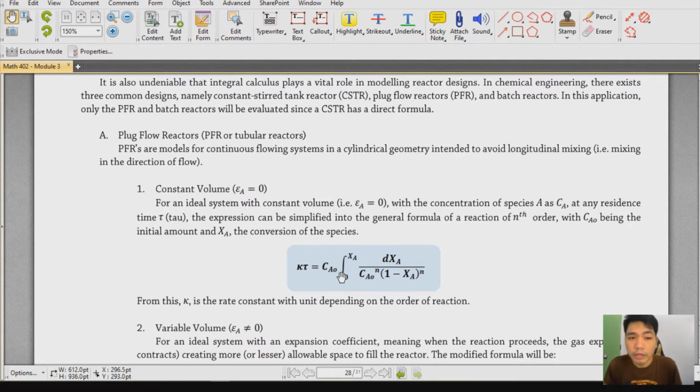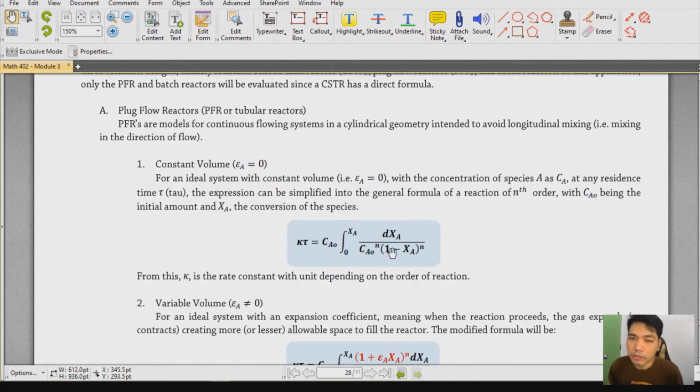But of course, there are equations already given, the final integrated formulas. But when it comes to the plug flow reactors, that's one of the many reactors that we have. We have the constant stirred tank reactor, the CSTR. We also have the batch. But when it comes to the plug flow reactors, and of course the batch, we have to always integrate this. So from this, let's have a quick discussion first on what our PFRs, or tubular reactors, are.